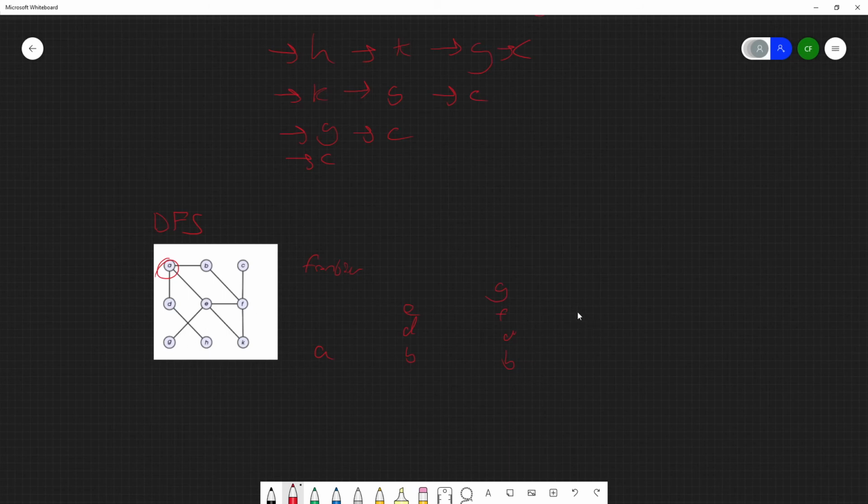G gives us nothing, so now we just have F, D, B. F can expand into C and K, so we have B, D, C, K. Exploring K gives us nothing because we've already been to that. Now it's just C, D, B. C gives us nothing, so D, B. And then B, and then empty. So we draw out what these paths took.